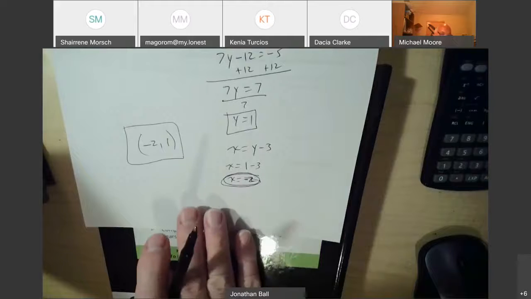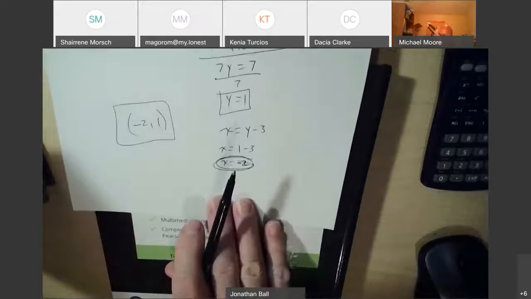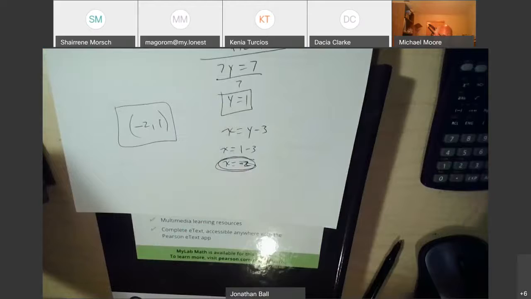Now, can you see how much simpler elimination is than all this misery here? Very easy. But it's a little bit more difficult to understand, or it is at first. And I'm telling you, at some point, you're going to prefer to do elimination.